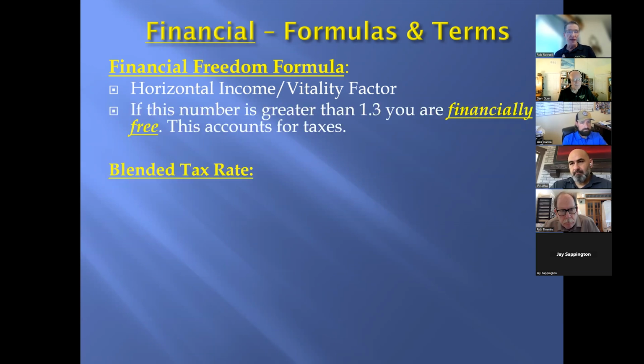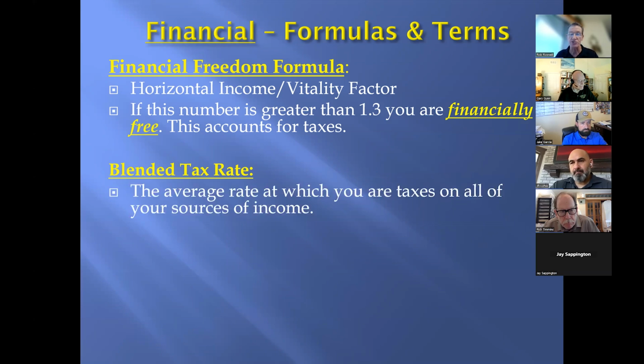Then another term that we talk about is blended tax rate. So a blended tax rate is the average rate at which you are taxed on all of your sources of income, okay? That you pay taxes. So if you're paying 40% on a W-2 check, because even business owners have to cut themselves a W-2 check, but then you are also getting some capital gains, which is at 20%. Maybe you've got some depreciation that you're working against all of that, and your number comes down to 12.8.